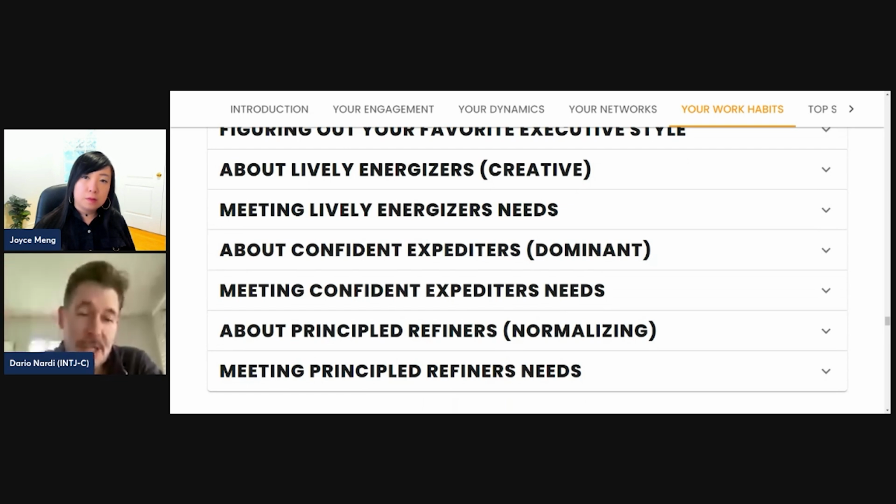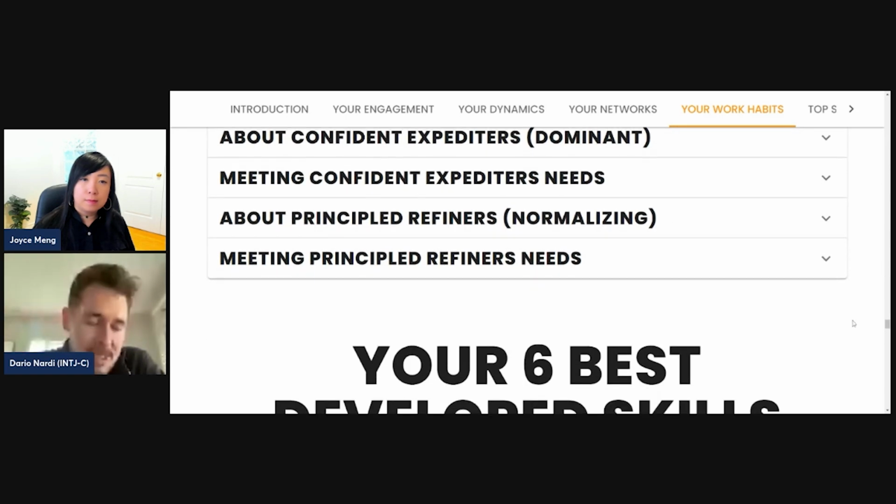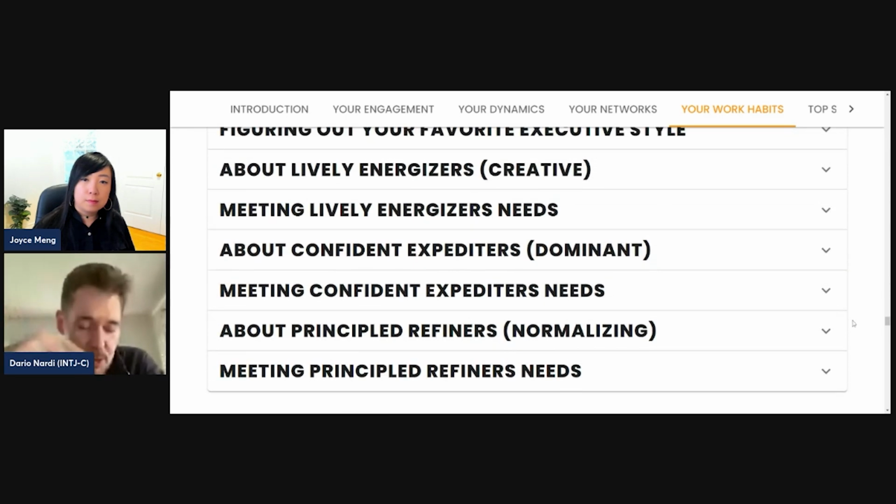So it would be useful to see, if they want to move more in that direction and really challenge themselves, they can read more about confident expediting, which is what the dominant subtype does, and then meeting those needs. The report doesn't tell you what's second ranked or last, so you want to work with someone knowledgeable who can say, this is your second ranked one, or this is your challenge mode, or notice how in your automatic mode, you're very normalizing. A lot of people are normalizing in the automatic mode.